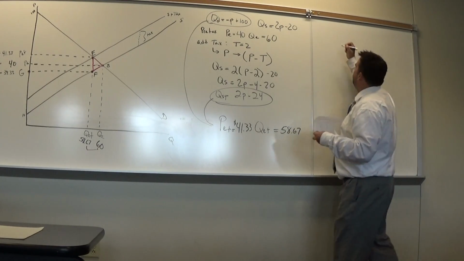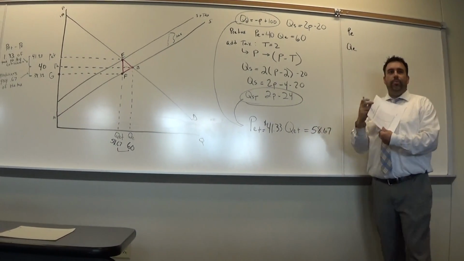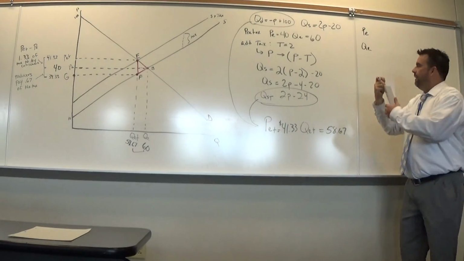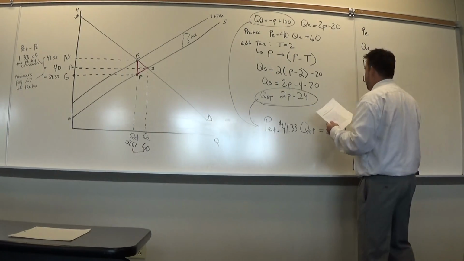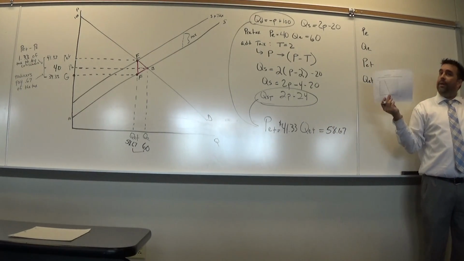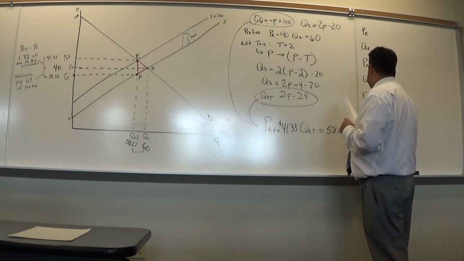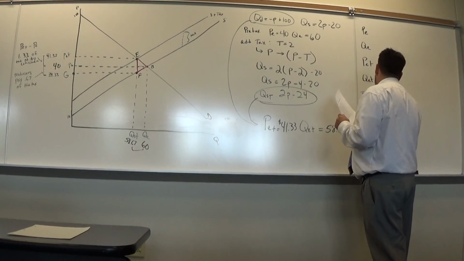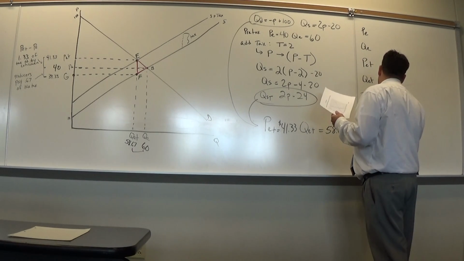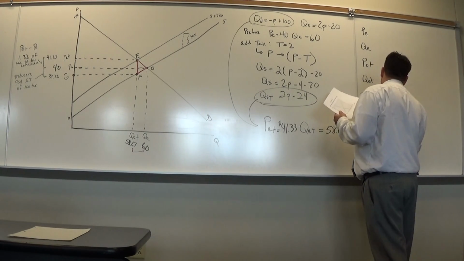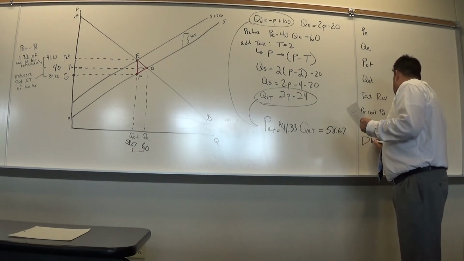Here's what I want you to find: PE and QE. That should be pretty easy because you can just look at that. Then I want you to find PET and QET. You should be able to look at that too after you make your supply curve movement. Then I want you to find tax revenue, the per unit paid by the consumer, the per unit paid by the producer, and deadweight loss.